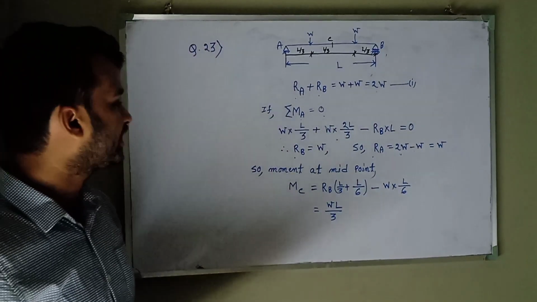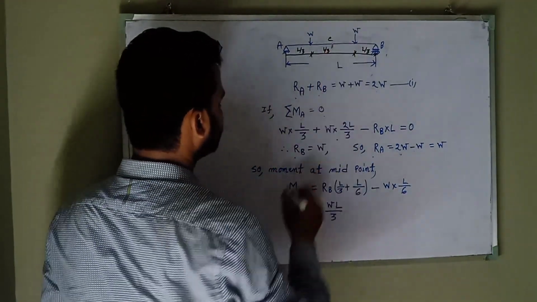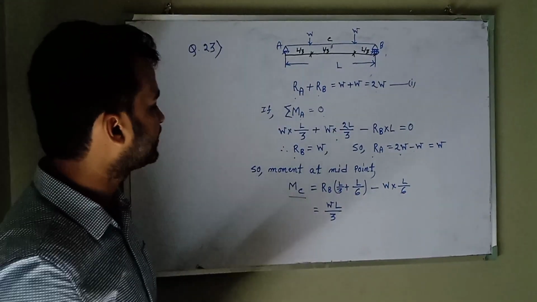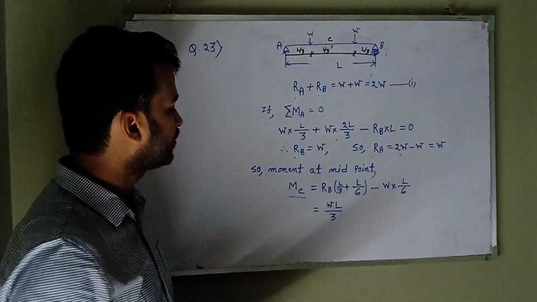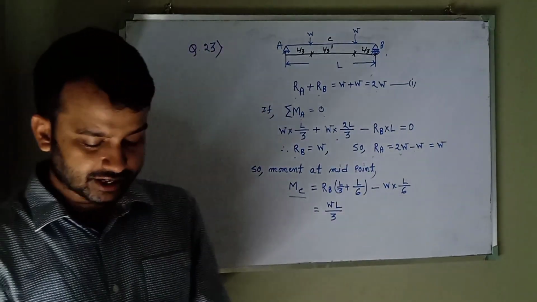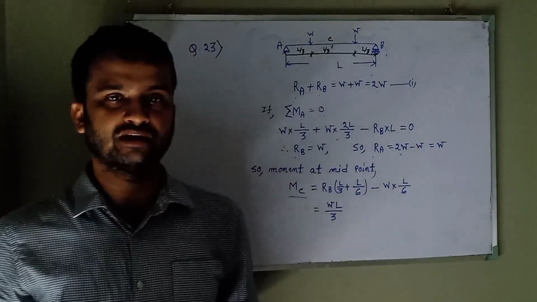Now we have to take the moment at middle point C. Middle point C, Mc equals to Rb into (L by 3 plus L by 6) minus W into L by 6. If we calculate this, then the answer will come WL by 3. So the correct answer for question number 23 is option C, WL by 3.